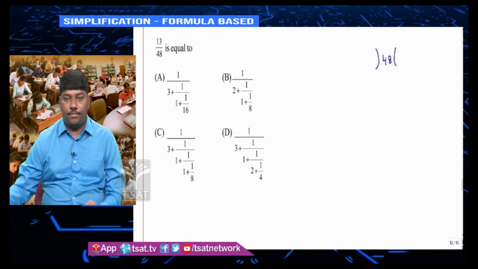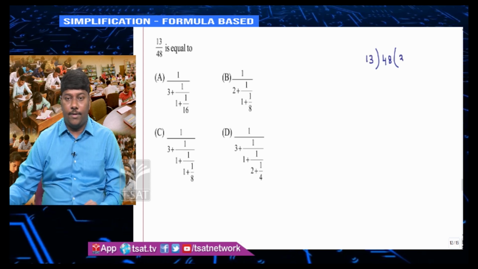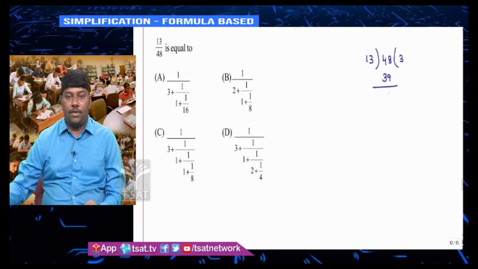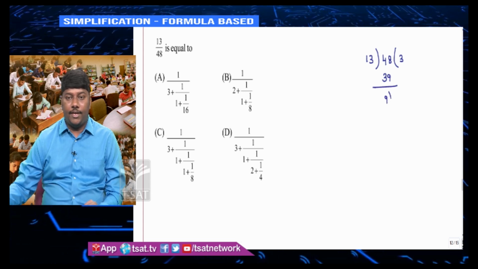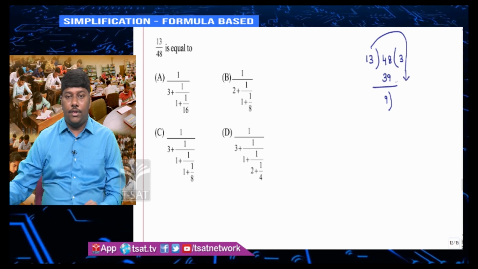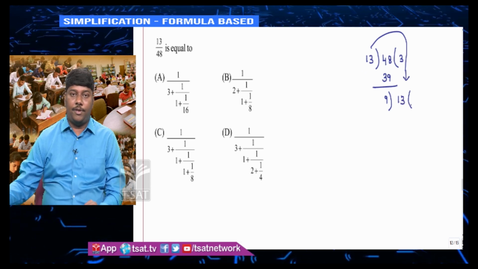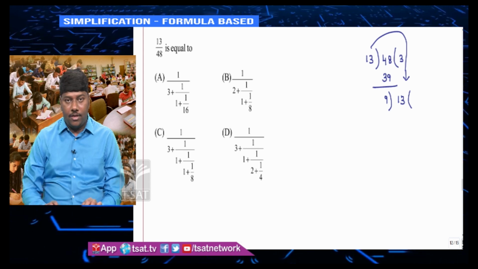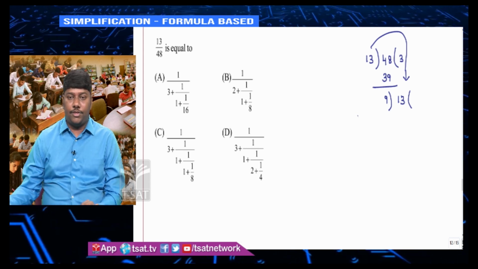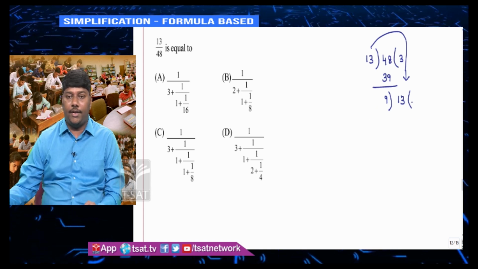48 divided by 13. 13 3s are 39. Your remainder becomes again the divisor. Like a long division method, you do it. Your divisor becomes the dividend. So two things must be remembered here. Remainder becomes the divisor and the divisor becomes the dividend. So continue the process. You call it as a long division method. So you just continue this process till you get the remainder 0.